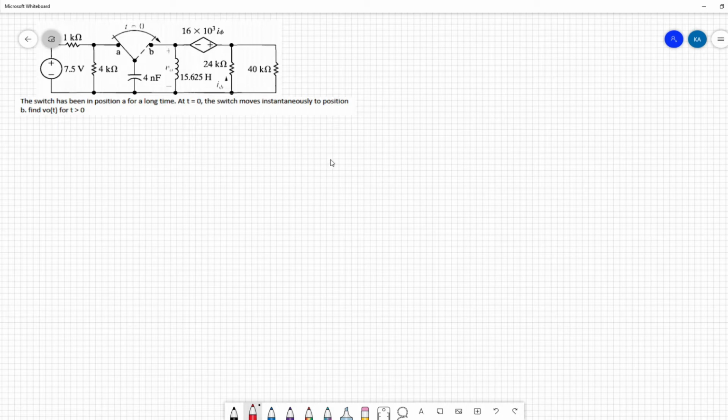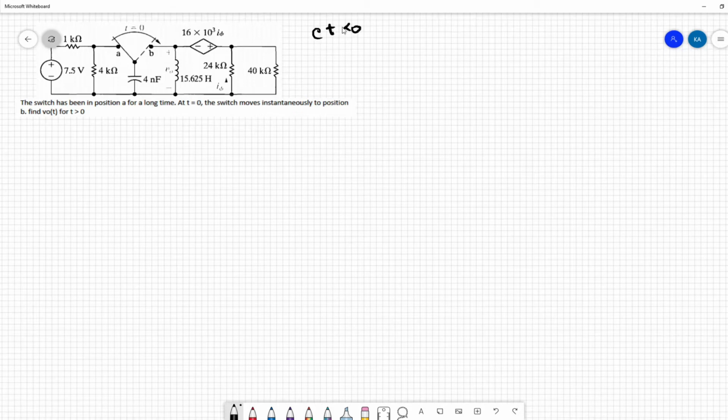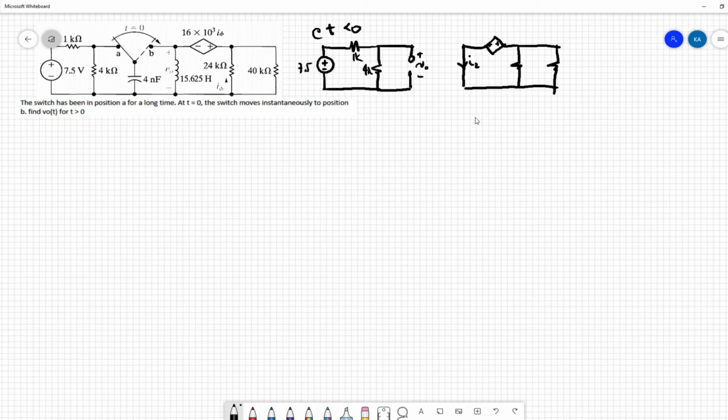At t less than 0, our circuit is at steady state. At t less than 0, we have this circuit. Our Vo of 0 minus is equal to Vo at 0 plus. You can get the value of Vo at 0 minus by using voltage divider. We have 4 over 5 times 7.5. So we have 6 volts.